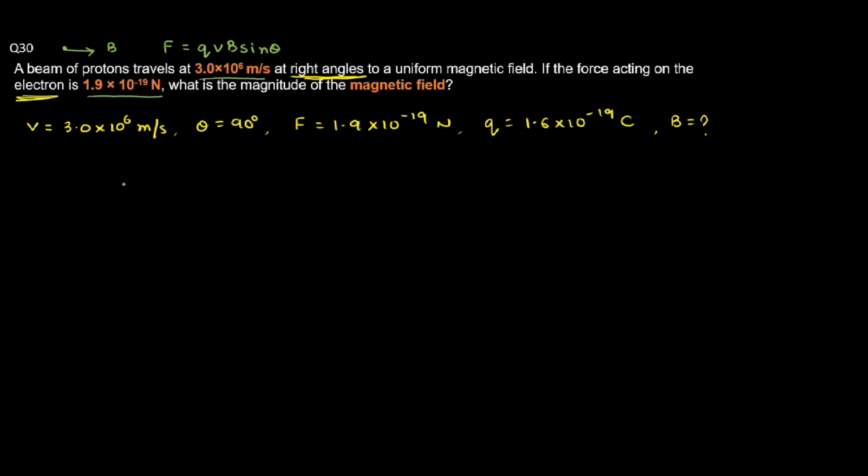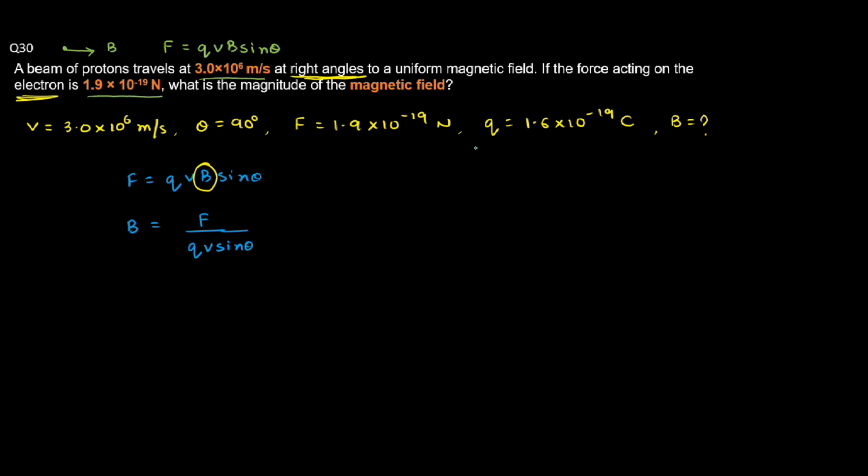The rule says F equals QVB sine theta. I need to find my magnetic field B. So if I want to find B, I need to get rid of all the terms which are attached to B. And since all of these, Q, V, and sine theta, are multiplied to B, when I move them to the other side, I need to divide by them. So we rewrite the expression of B as F over QV sine theta.